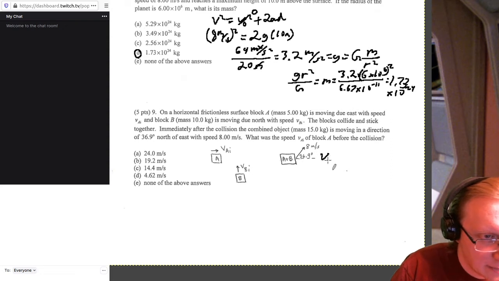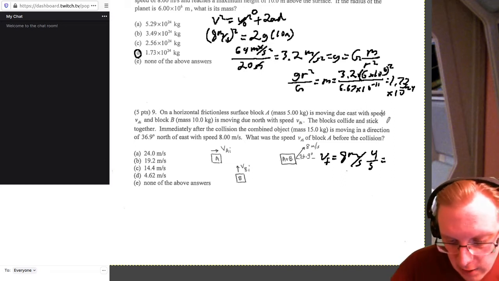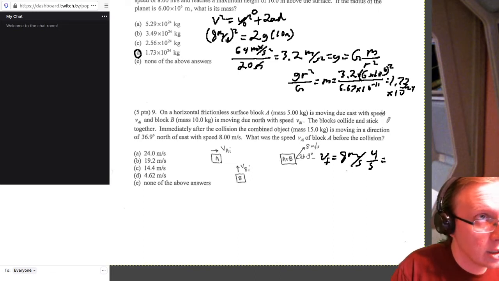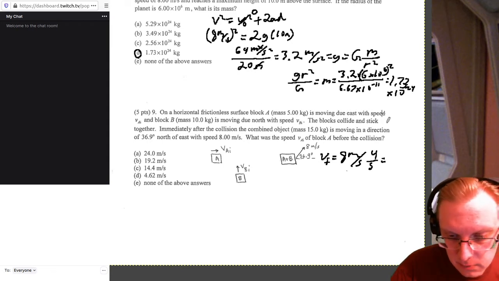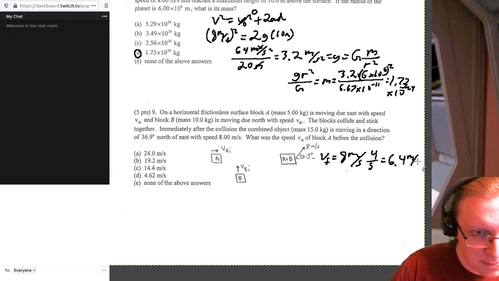So our V final is equal to 8 meters per second times, mostly aligned with that direction, 4/5. That is a roundish number, but not that round. 32 over 5 is 6.4. 6.4 meters per second.